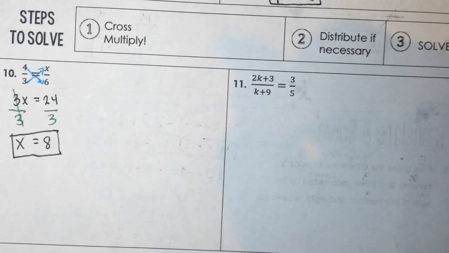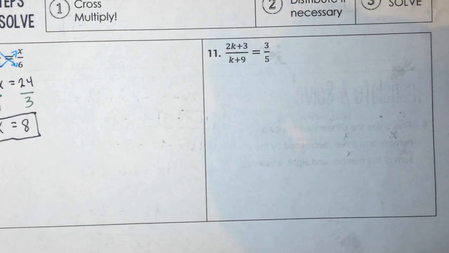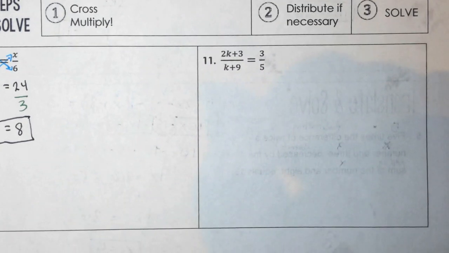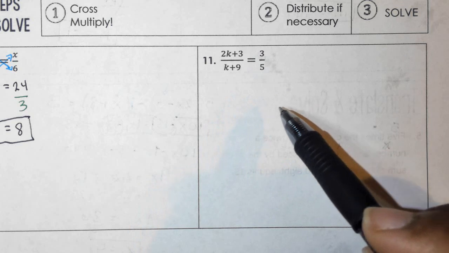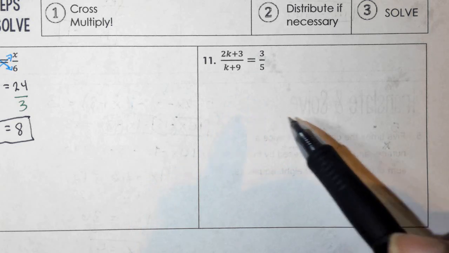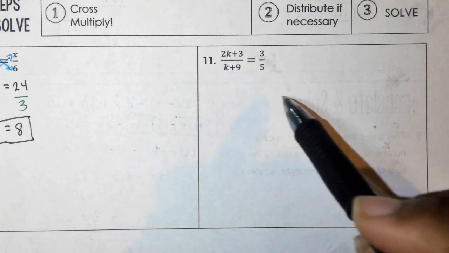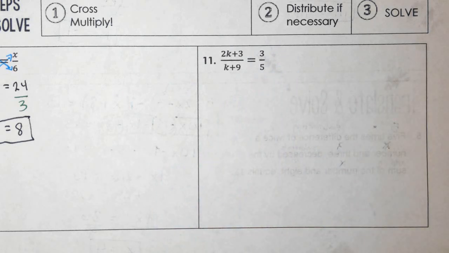Looking over to number 11. Let's do that one. And make sure you pay attention to this because we're only going to give you one of these, but you're going to see at least two of these on your test. At least. So you need to know how to do this one especially, so make sure you're paying attention.